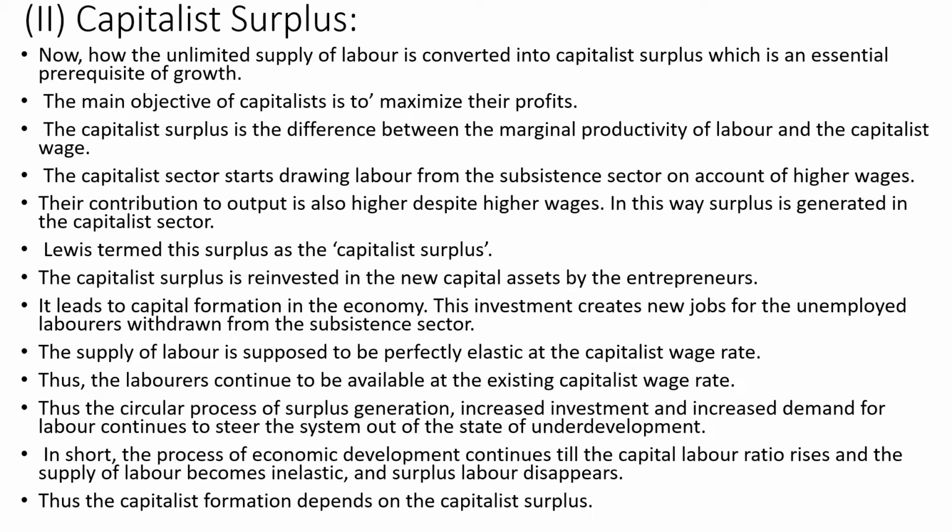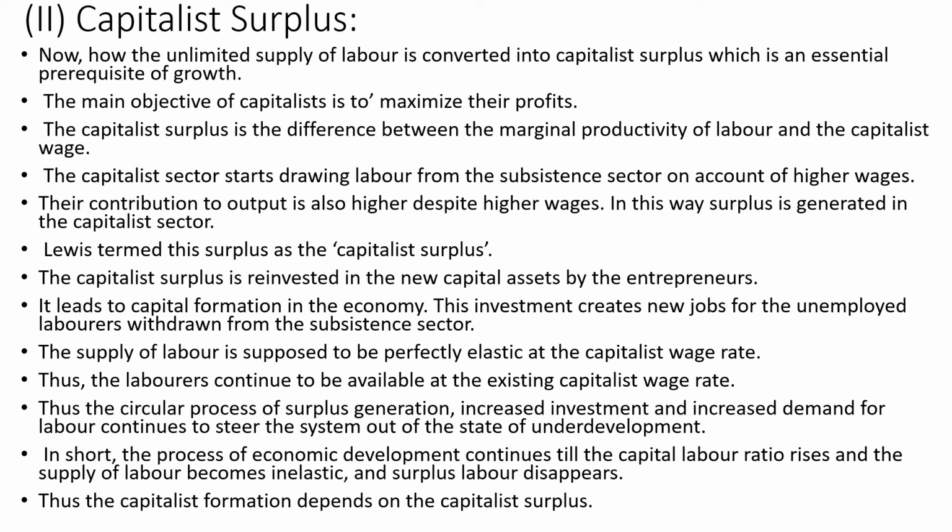So this is the capital surplus, the difference between the marginal productivity of labor and the wage paid to that labor. Now, the capital sector, as we have already said, would draw labor from the subsistence sector, because there are two points to be noted here. One, we have plenty of laborers working in the agriculture sector or subsistence sector. Secondly, we have a higher wage rate offered by the capitalist sector compared to the wage rate offered in the subsistence sector. So attracted by this higher wage rate, people working in the subsistence sector will go to the capitalist sector and start working there.